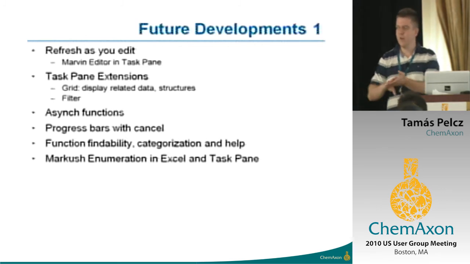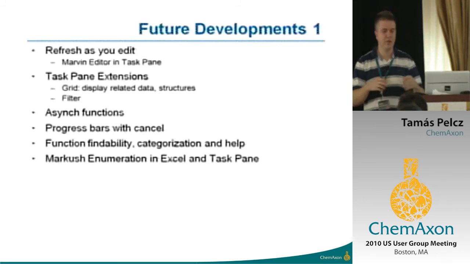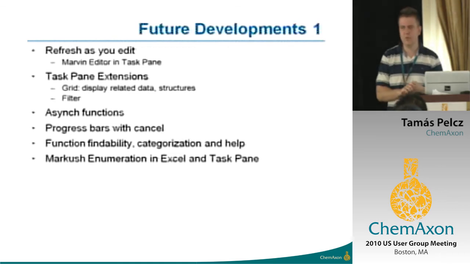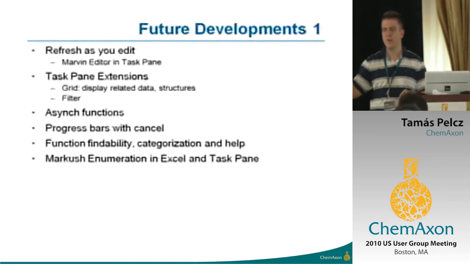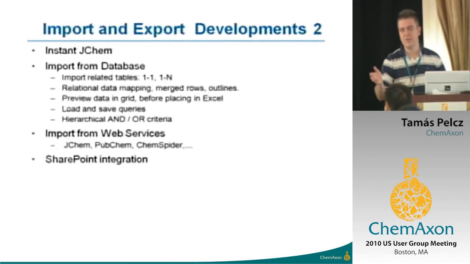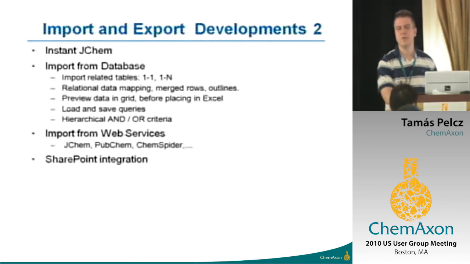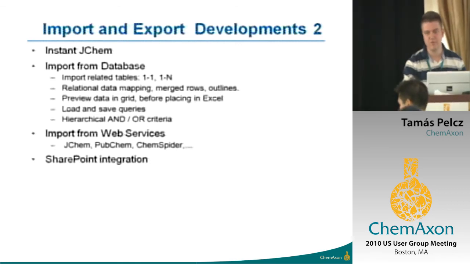Based on this task pane functionality, we also have some ideas of what to put there. For example, we can have a grid to display additional related structures for the selected structures. We would also like to put the filter functionality into this task pane, so if you want to refine your filter, you don't have to go to the dialog again. And if you are interested, please come to me, and I can also talk about some additional plans we have, because I'm a bit over time.